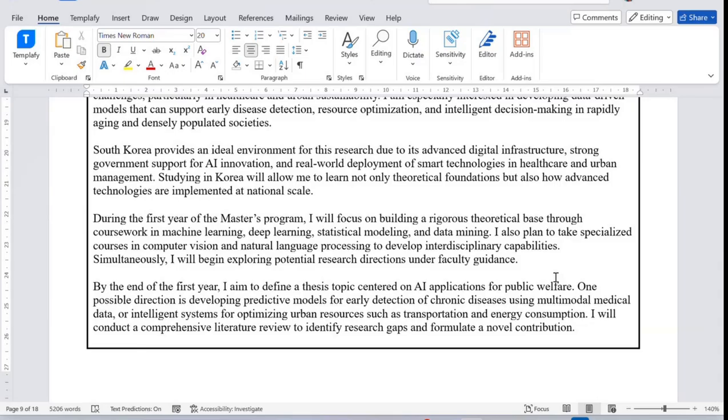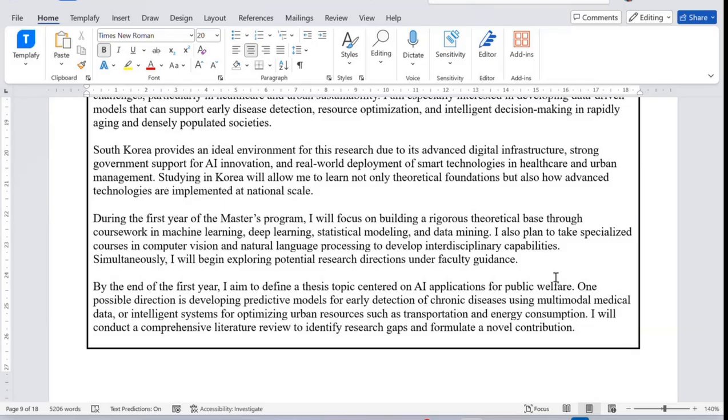During the first year of the master's program, I will focus on building a rigorous theoretical base through coursework in machine learning, deep learning, statistical modeling, and data mining. I also plan to take specialized courses in computer vision and natural language processing to develop interdisciplinary capabilities. Simultaneously, I will begin exploring potential research directions under faculty guidance.